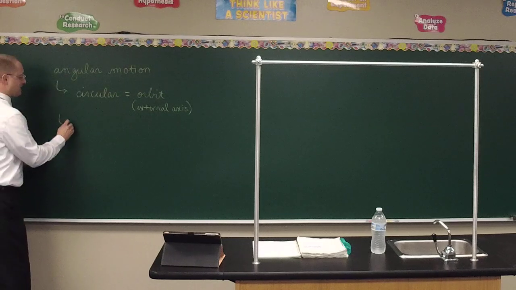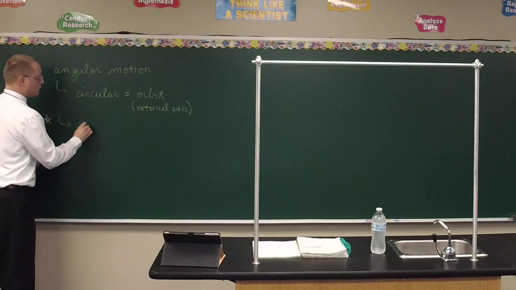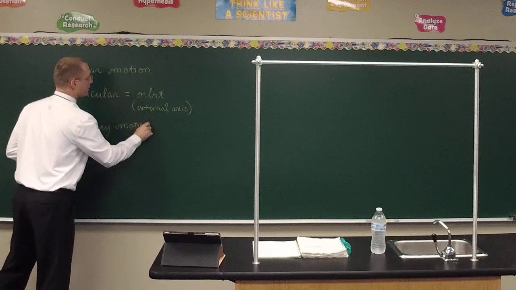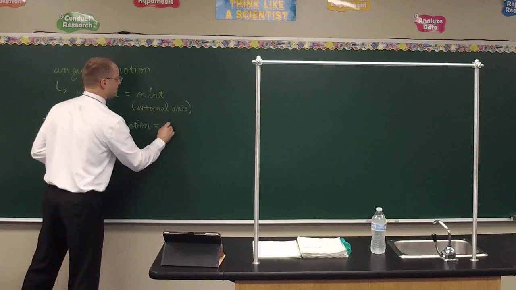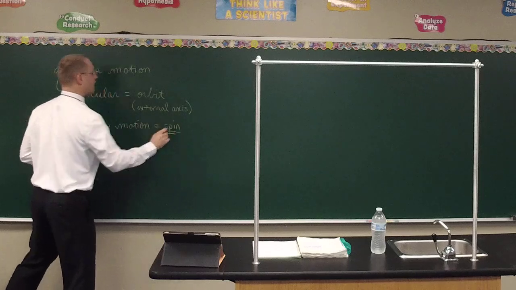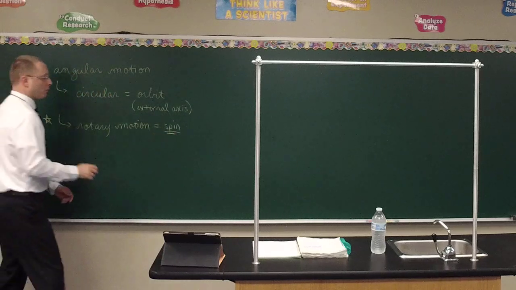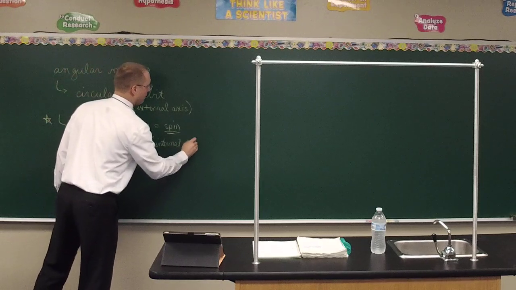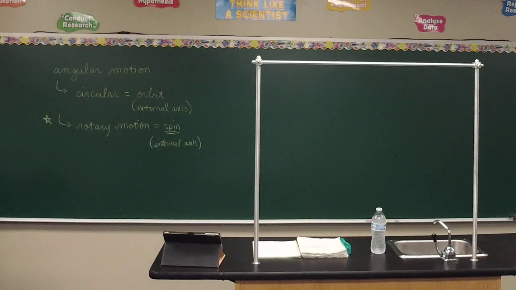We're dealing with the second aspect of angular motion called rotary motion. And that's what we're going to focus on here in this chapter. Rotary motion is an object that is spinning. That's the key word to think of. The object is spinning on what we would call an internal axis. For instance, we know not only does the Earth go around the sun, but while it's going around the sun, the Earth is also spinning on its own internal axis.